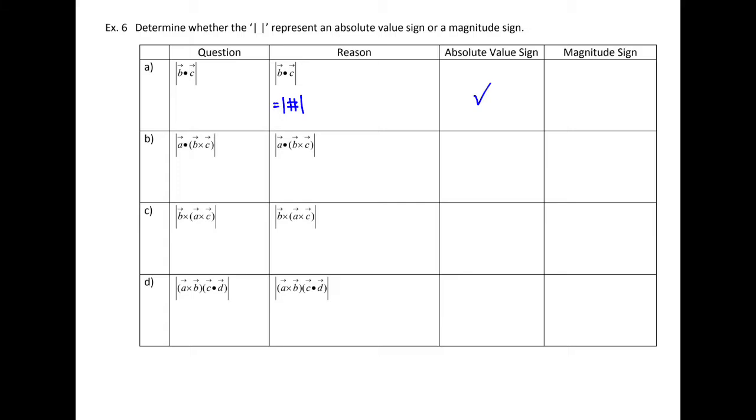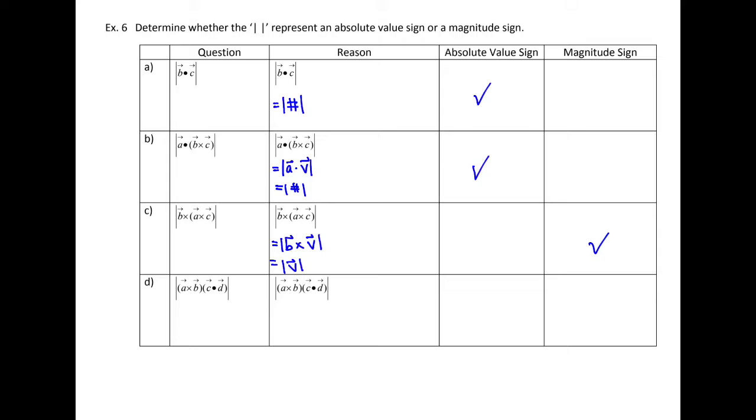Let's look at part B. We have vector A dot a cross product between vector B and vector C. So we know the cross product is going to result in a vector. And vector A dot that vector is going to result in a scalar because that's a dot product. Therefore, it is an absolute value sign. Part C. Let's look at this bracket first. That's a cross product between two vectors. So it's going to create a vector. Then we're going to have a cross product between two vectors again. It's going to create another vector. Therefore, it is a magnitude.